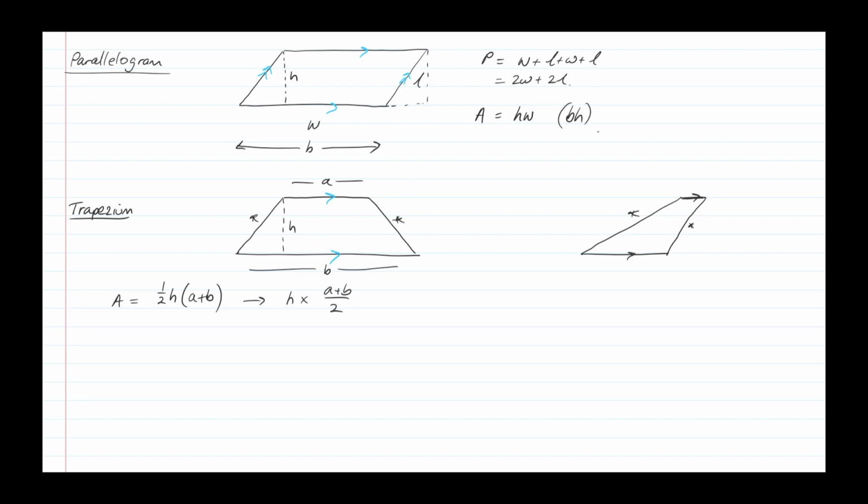Now the reason we average A and B out is that if we cut this trapezium here and here, we can flick this triangle up to there, and we can flick this triangle up to here, and we create a rectangle. But the base length of the rectangle is not A or B, it's the average of A and B. So we just need to do that calculation.